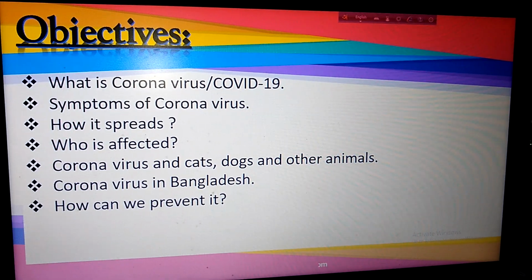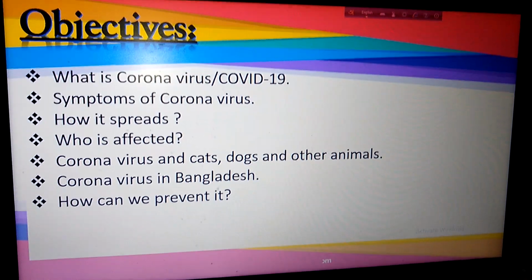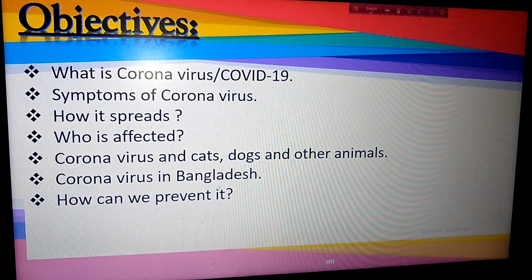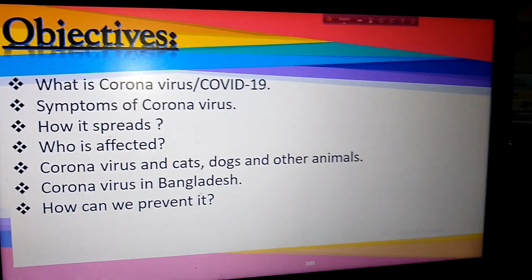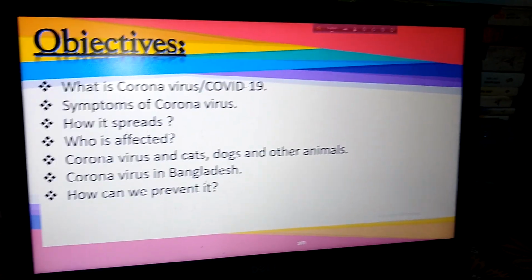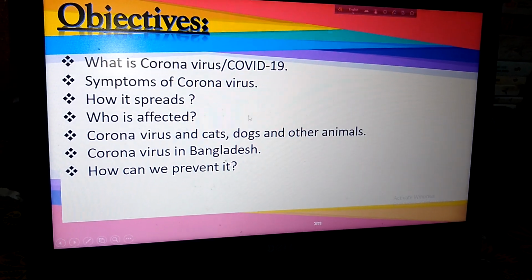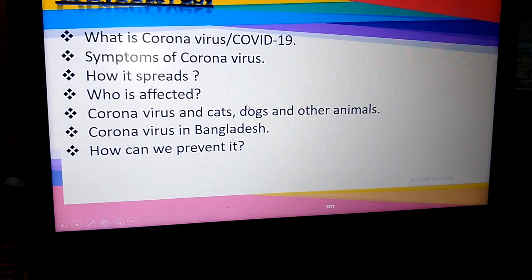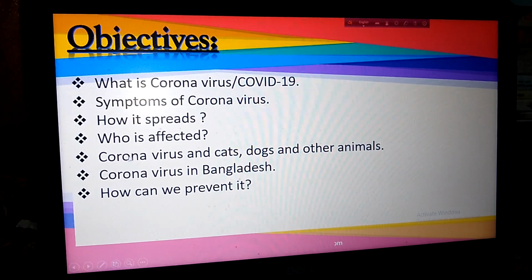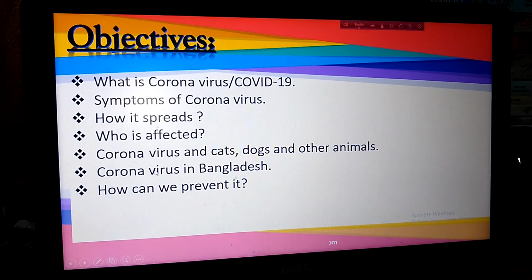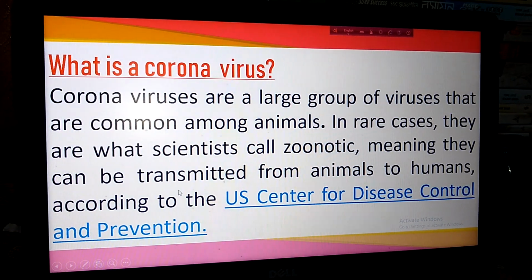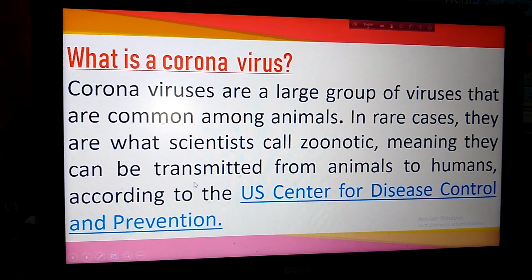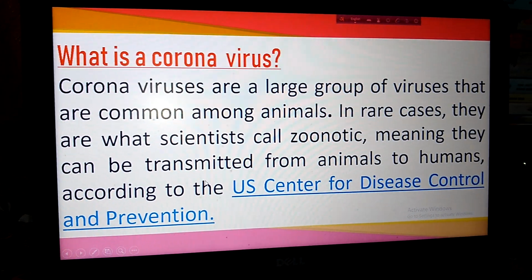Today our objective is that I'll discuss what is coronavirus or COVID-19 and what are the symptoms of coronavirus, how it spreads, who is affected, coronavirus in cats, dogs and other animals, coronavirus in Bangladesh, and how we can prevent it. So let us start from the beginning. What is coronavirus?